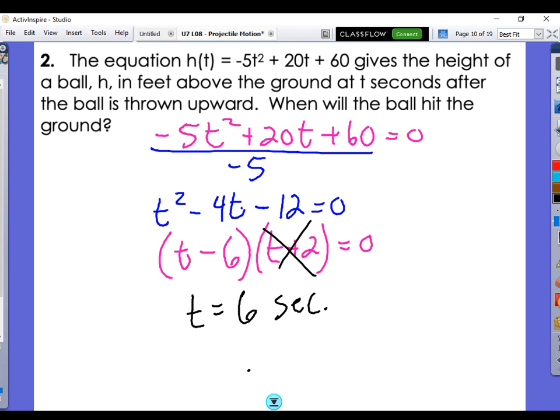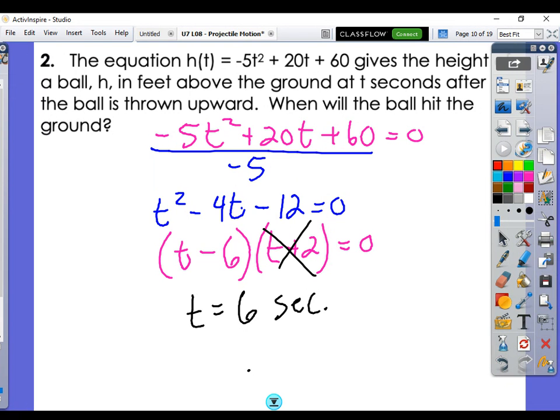All right, so you should have done number 2 on your own, and hopefully your work looks like that. You should end up with t minus 6 and t plus 2 as your binomials, and then the t plus 2 is going to give us an answer that doesn't make sense. So t equals 6 seconds. That's how long it's going to take for some object to hit the ground.